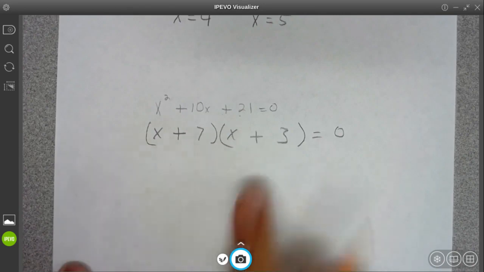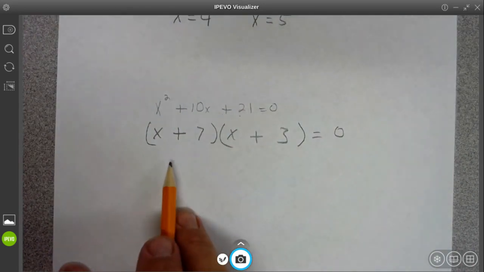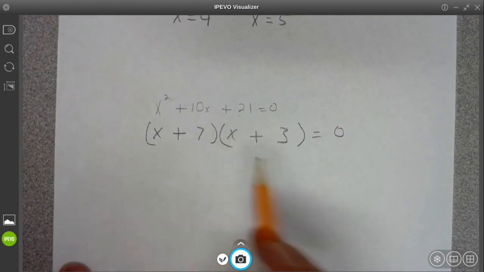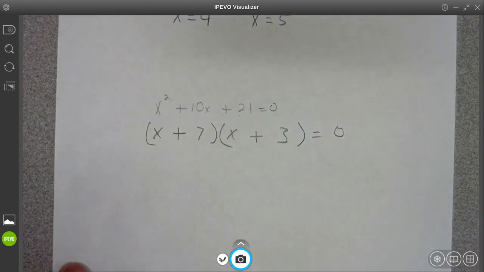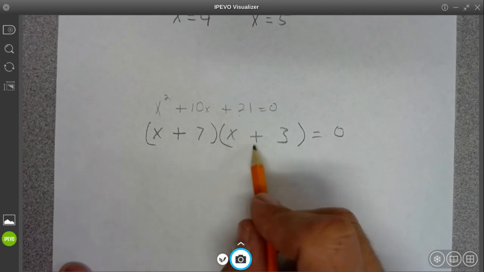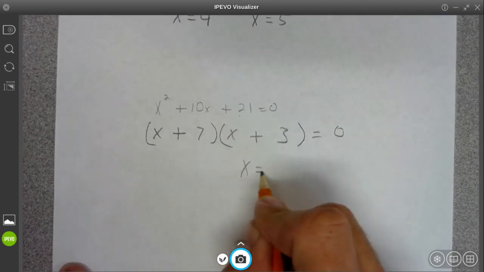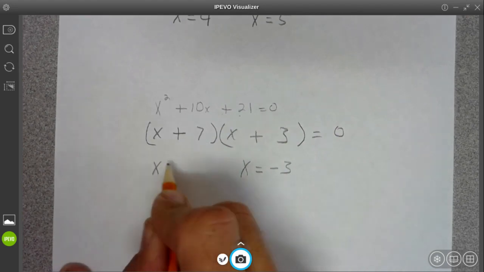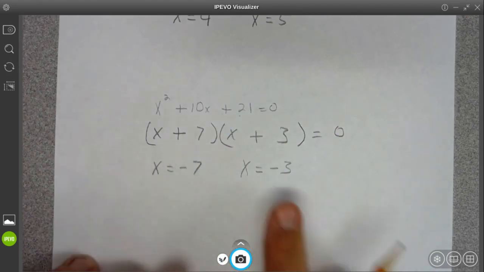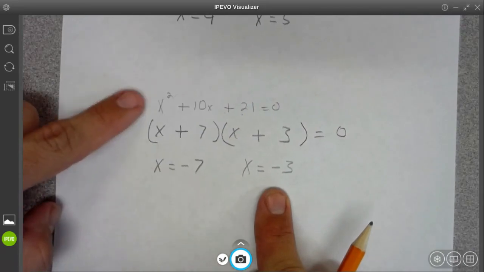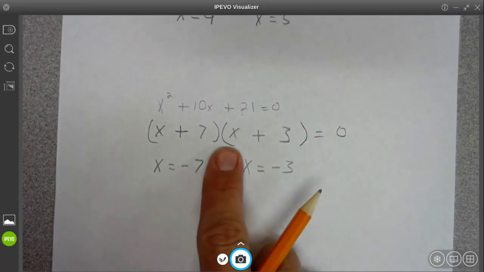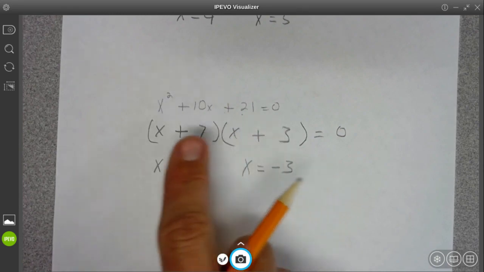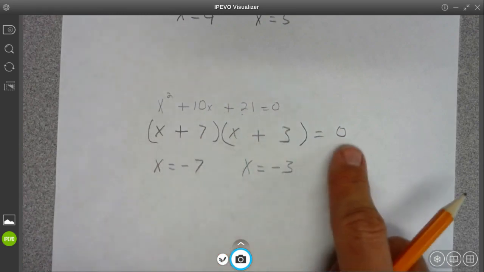They were the same signs because it was plus, and they were both plus signs. Now, in order for one of the factors to equal 0, for this one, x would have to equal negative 3, or for this one, x could equal negative 7. Those are our two answers to this original equation. Negative 3 plus 3 gives you 0, and 0 times whatever this is will ultimately give you 0.